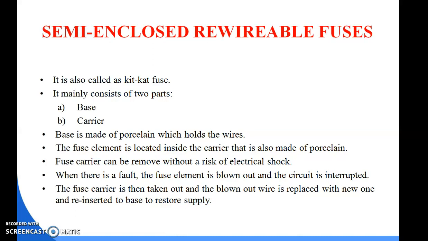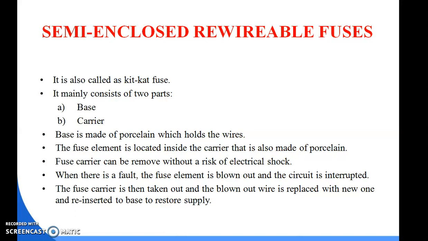The base is made up of porcelain, an insulating material, which holds the wire. The fuse element is located inside the carrier, which is also made of porcelain. That is a fuse carrier, and the fuse carrier can be removed without risk of electrical shock.